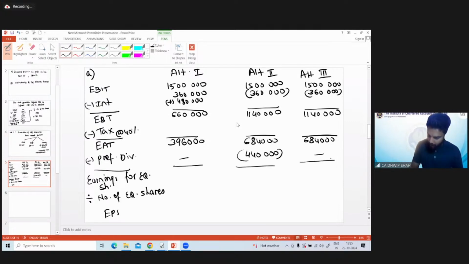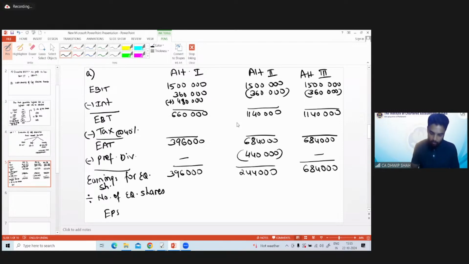So my earnings for equity shareholders under alternative 1 is 396, under alternative 2 is 244, and under alternative 3 is 684. Divide by the number of shares.